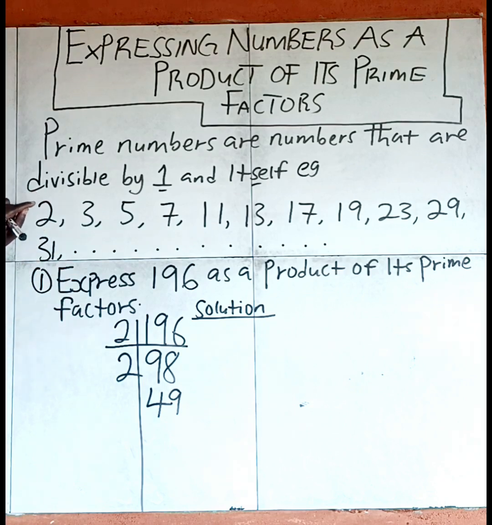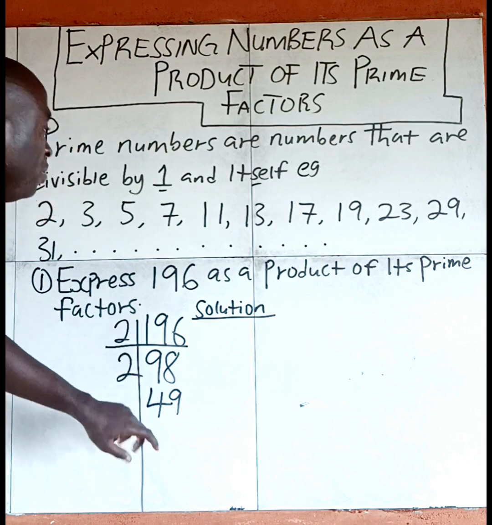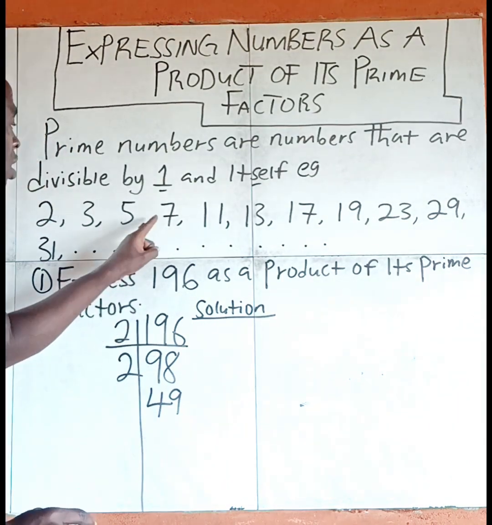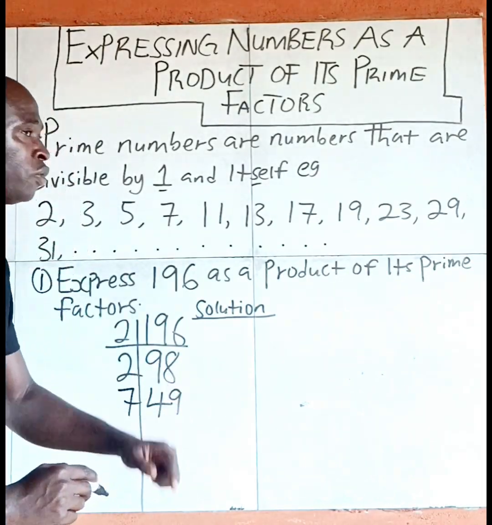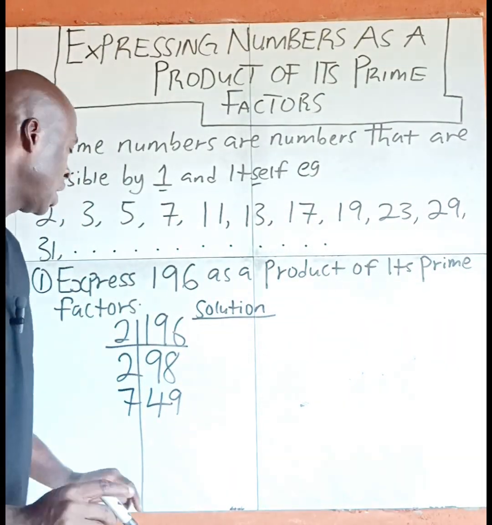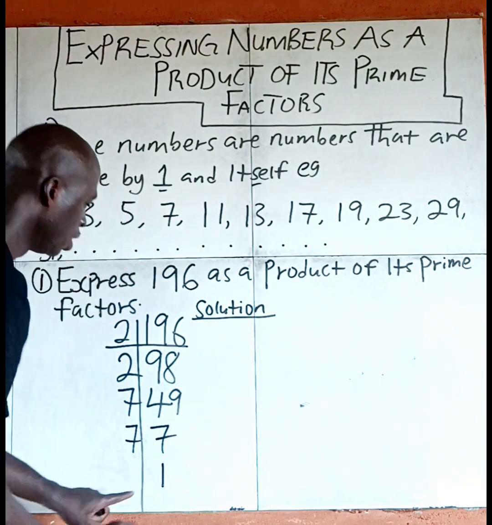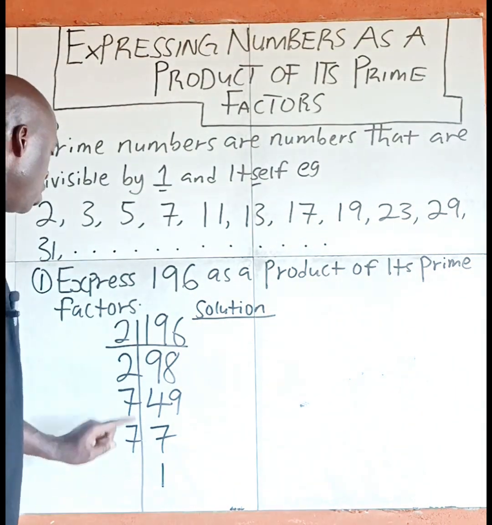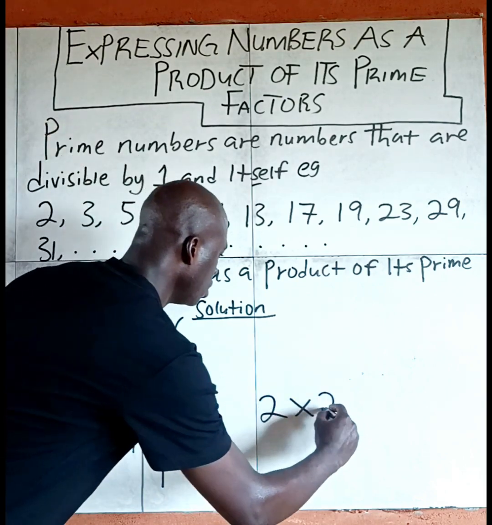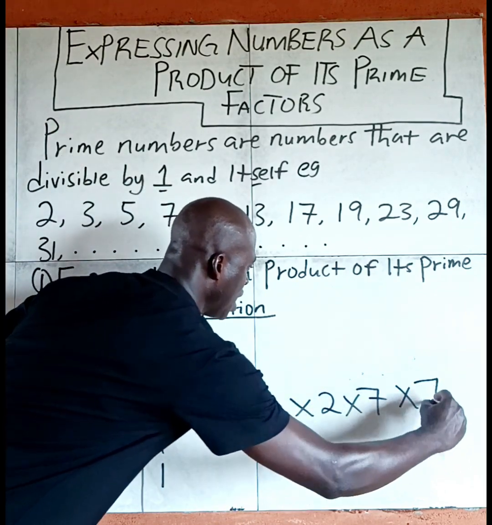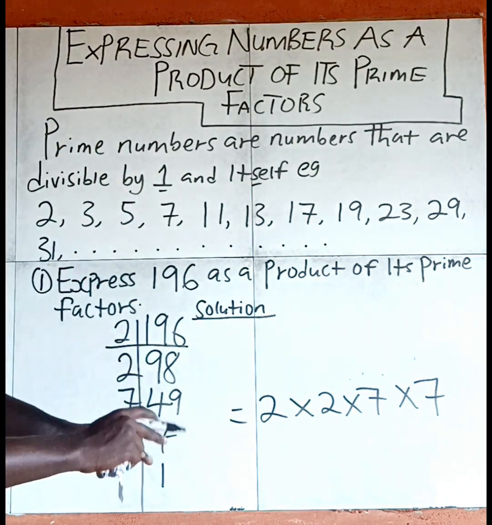So up next, can 2 go into 49 without a remainder? No. Can 3 go into 49 without a remainder? No. Can 5 go into 49 without a remainder? No. So the next thing I'm simply going to do, I'll move to this number 7. Can 7 go into 49? Yes, without a remainder. 7 times 7 is 49. So here becomes 7. Again, 7 into 7 becomes 1. The moment here gets to 1, you stop. So your final answer becomes 2 times 2 times 7 times 7. This is the solution to question number 1. You can clearly see how it is done.